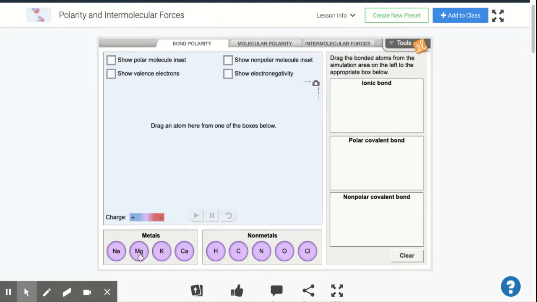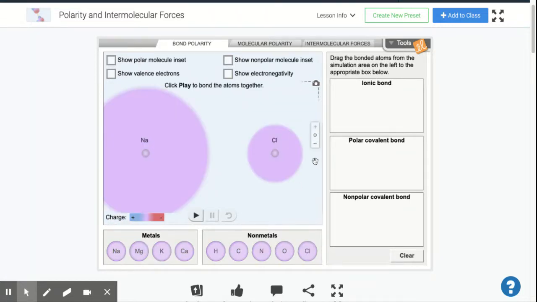Okay, so let's do sodium and chlorine. I'm just clicking them and dragging them up there, right? If we look at this, you're looking at its radius here. Let's try on some valence electrons. This is the atomic radius. Chlorine has a tighter radius because the nucleus has a stronger attraction to its electrons. So it's going to be more difficult to remove valence shell electrons from a chlorine atom.